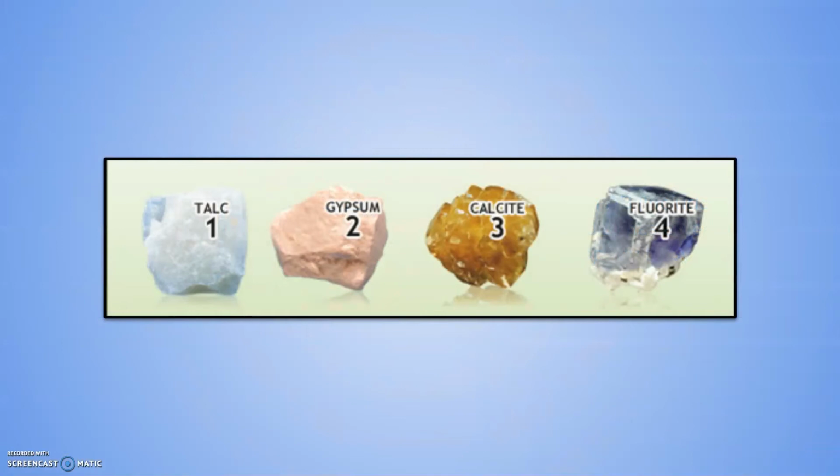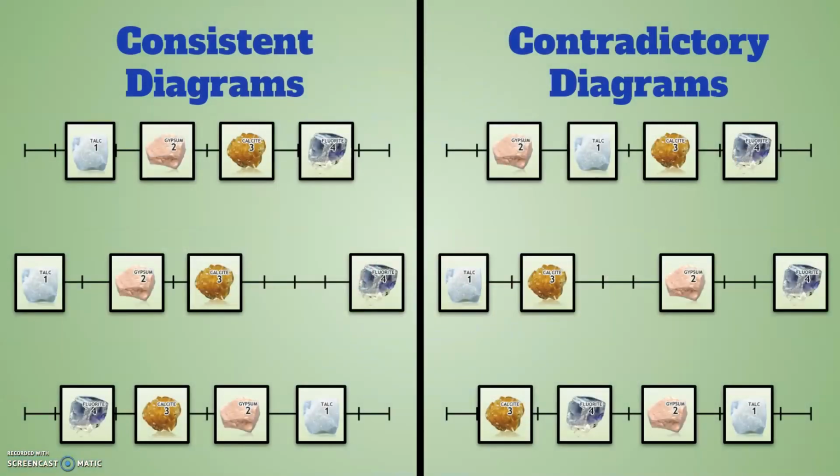I will now describe the steps required to create a relator diagram. As an example, I will be using a simplified version of the Mohs hardness scale, which considers 4 objects and 4 outputs. This ordinal scale is an example of a relator. After selecting a relator to analyze, the first step is to create all possible representations of the relator by placing the objects in a one-dimensional space. Diagrams that represent the relator are considered consistent, while those that do not are considered contradictory.